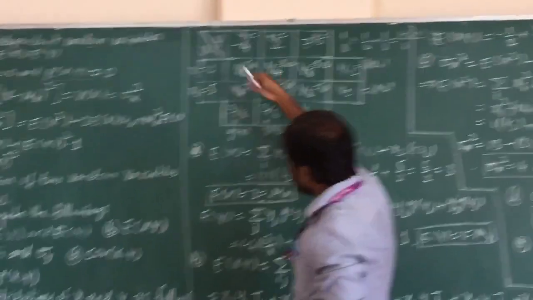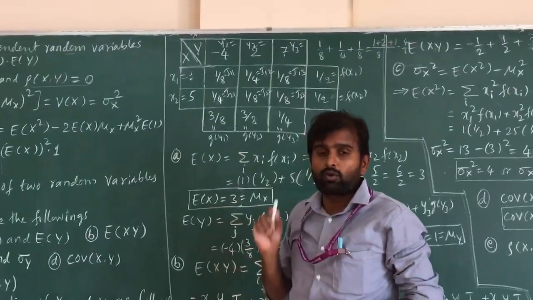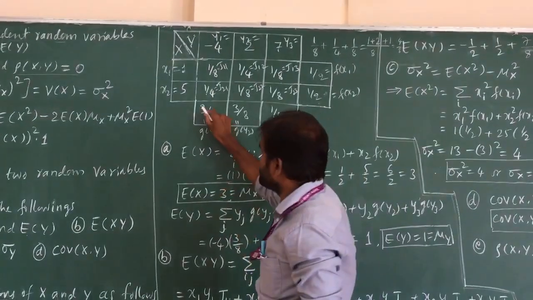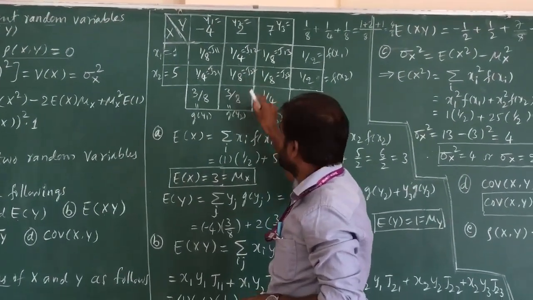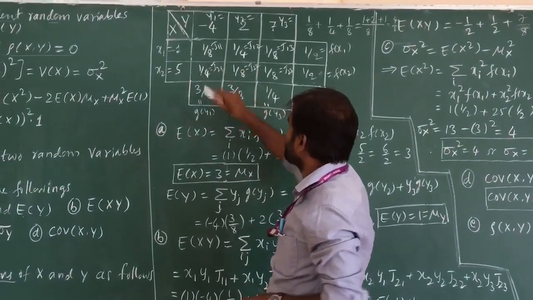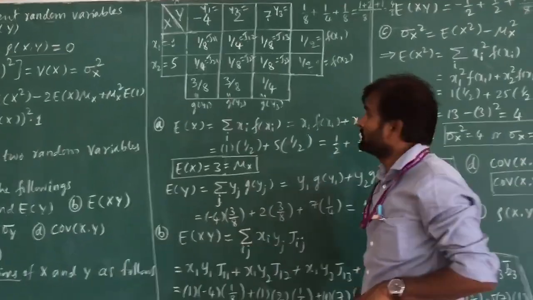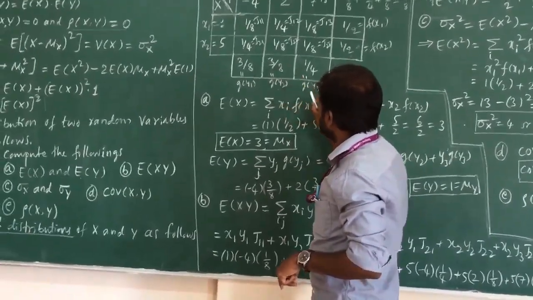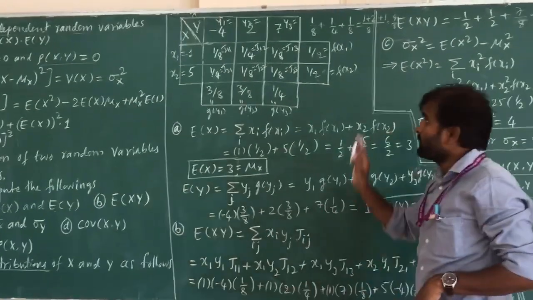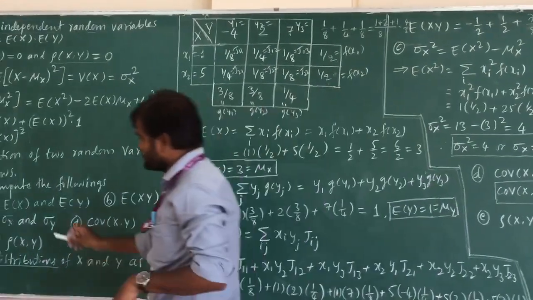Now column-wise, sum of columns. So 1 by 8 plus 1 by 4 is 3 by 8. 1 by 4 plus 1 by 8 is 3 by 8 again, same value. 1 by 8 plus 1 by 8 is 1 by 4. So these values are g of y1, g of y2, g of y3. Right? Once you get this marginal distribution, now find these values.